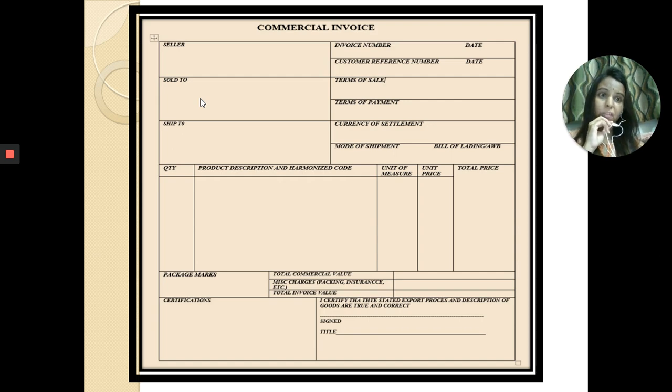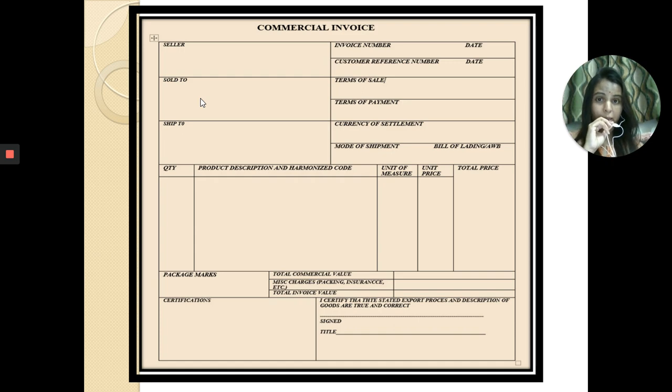This is a sample of a commercial invoice. In our presentation, we will also see samples of the documents so that we can easily understand what exactly the document says. Here in the commercial invoice, first of all, the seller's details should be mentioned. The seller is always the exporter. Sold to means who is the importer. Shipped to: sometimes there will be a trader in between the buyer and the seller, then shipped to may be different from sold to.